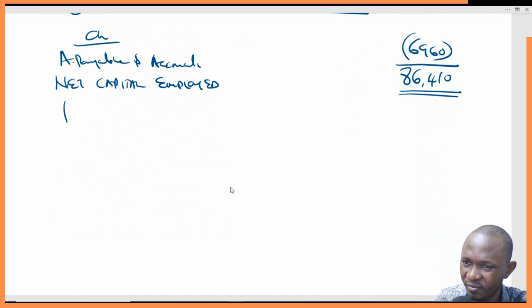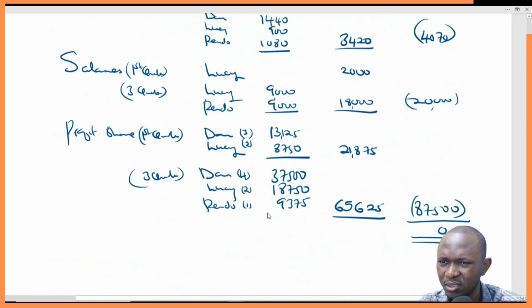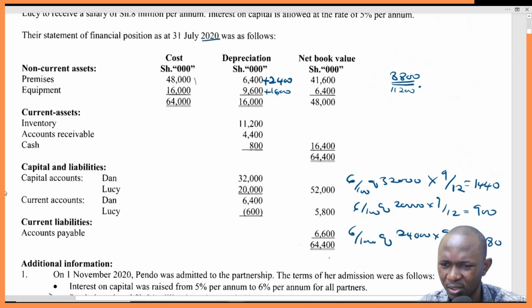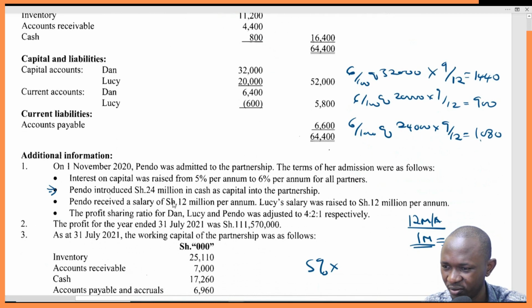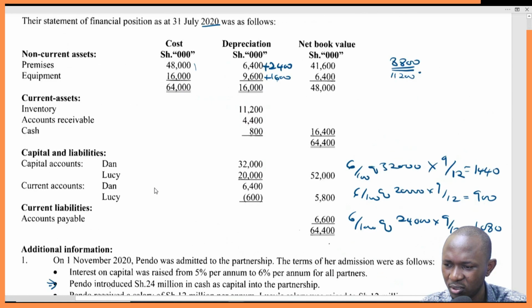And then we come here and say financed by. So financed by, what do we have? We go back to the question and see what we have. We have, of course, capital accounts. Capital accounts, Dan and Lucy, 3220. And remember, Pendo added in 24,000. So Dan, Lucy, Pendo, 3220 and 24,000. The 24,000 for Pendo is here, item number 2. So capital accounts, Dan, Lucy, Pendo.